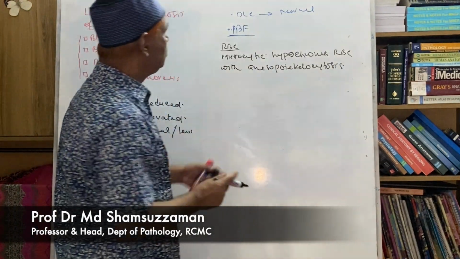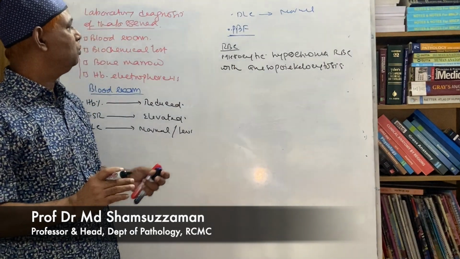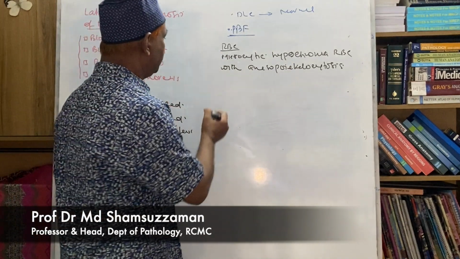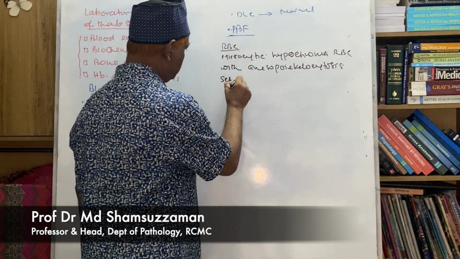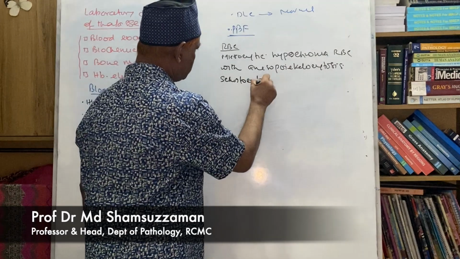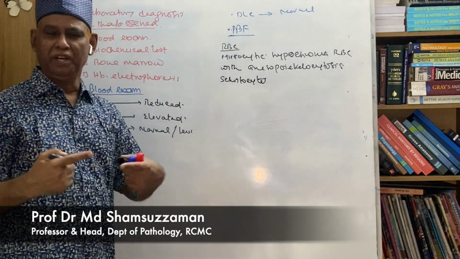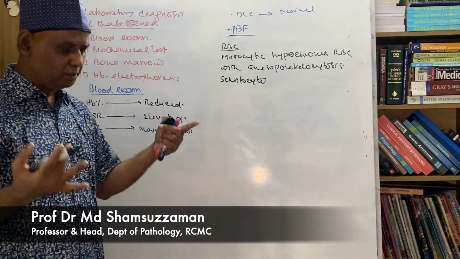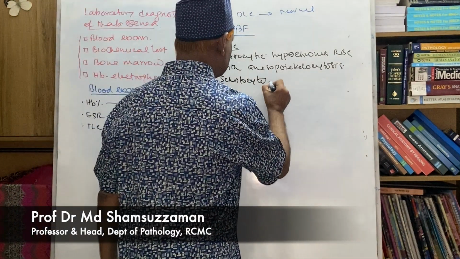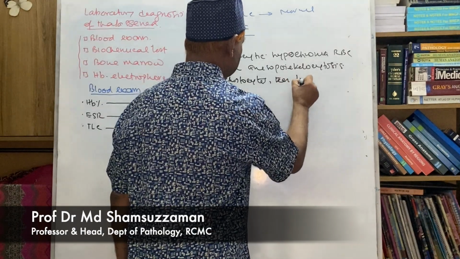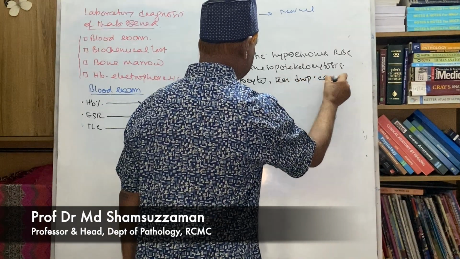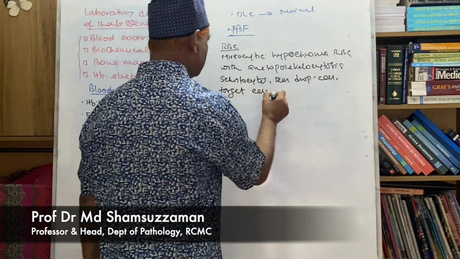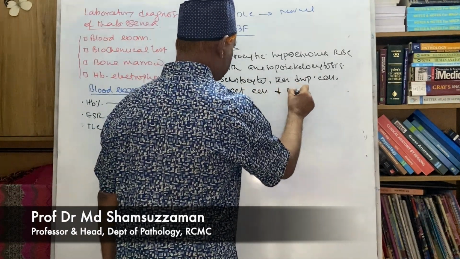In addition to this, what will be the additional findings in thalassemia? In addition to this, there will be schistocytes. Schistocytes means fragmented RBC. As it is hemolytic anemia, you can get hemolyzed or fragmented RBC, and it is called schistocytes. Schistocytes, teardrop cells, target cells, and nucleated red cell.